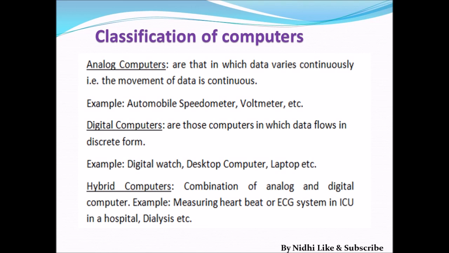There are two types of signal. One is analog, that is in the form of wave, and the second one is digital, in the form of 0-1 bits. So analog computers take the continuous signal in the form of waves, and the movement of data is continuous. Examples of analog computers are automobile speedometer and voltmeter, etc.